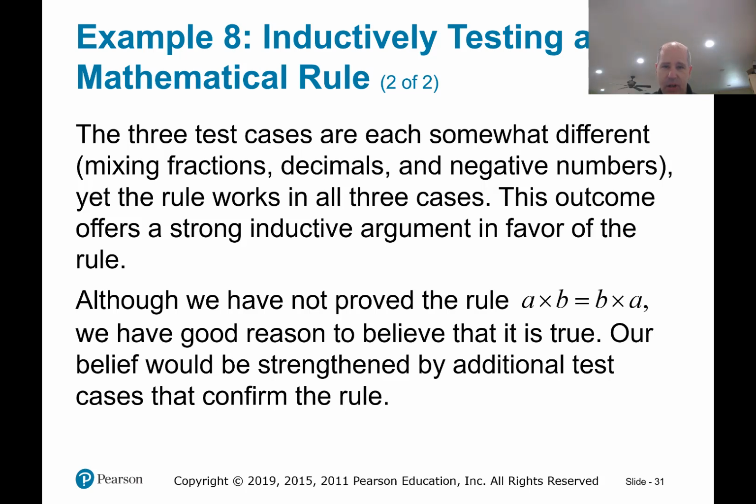Now, the 3 test cases are each somewhat different. Some of them had mixing fractions, decimals, and negative numbers. Yet the rule worked in all 3 cases. This outcome offers a strong inductive argument in favor of the rule. Although we haven't proved the property, we have good reason to believe that it's true. Now, the only way to do this is to use a mathematical inductive argument. And by the way, I'm not testing you on this, but what we do is we assume that it to be true for all values up to some k value, and then prove that it also works for the k plus 1 value. But anyway, you don't have to know that.